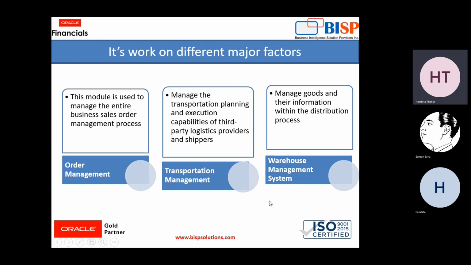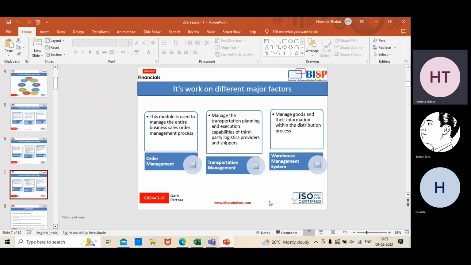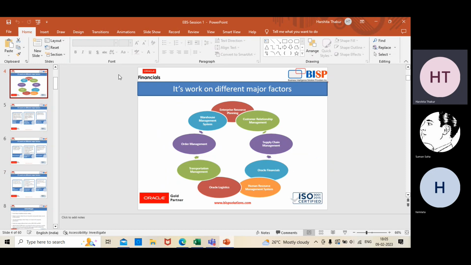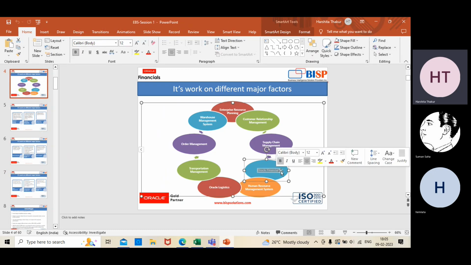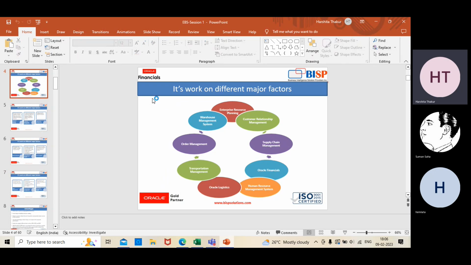Then transportation management manages the transportation planning and execution capability of third-party logistic providers and shippers. Then there is warehouse management system. It manages goods and their information within the distribution process. So you can see these are the various factors which are covered by the EBS tool. Here we have already seen in this diagram, but our main focus will be on Oracle Financials in our session. And in this Oracle Financials, we are going to cover the GL module. So this is the focus area of our sessions.